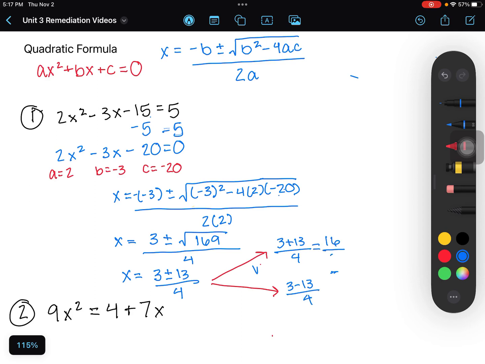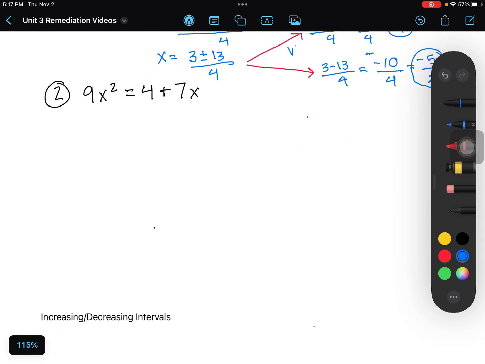So we get 16 over 4 equals 4 as one of our answers. And negative 10 over 4, which we just want to simplify as much as possible. So we know 2 goes into both of those. So that would be negative 5 over 2. So that's what it looks like when we get a nice number that we can easily take the square root of underneath the radical.